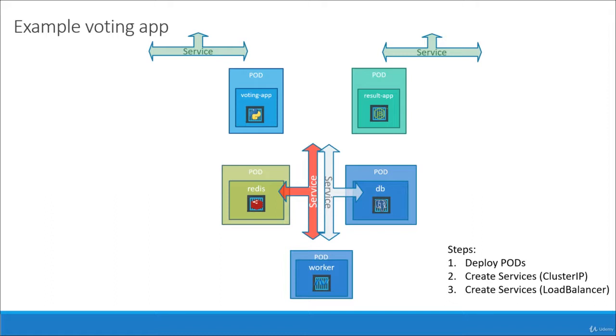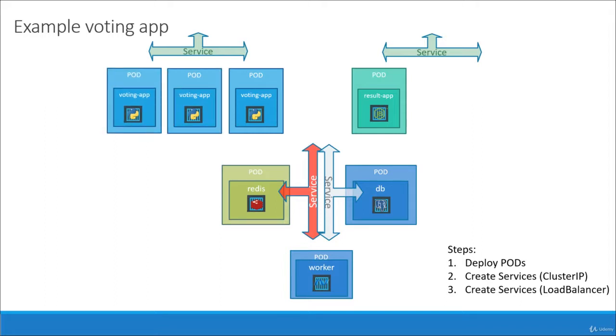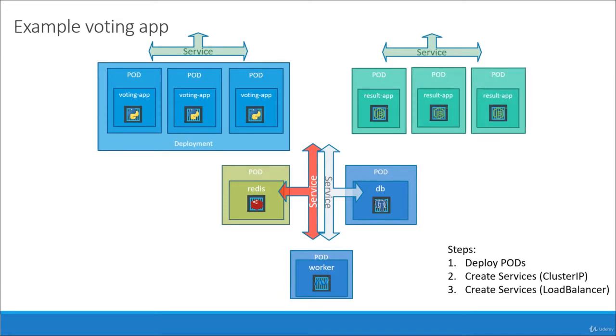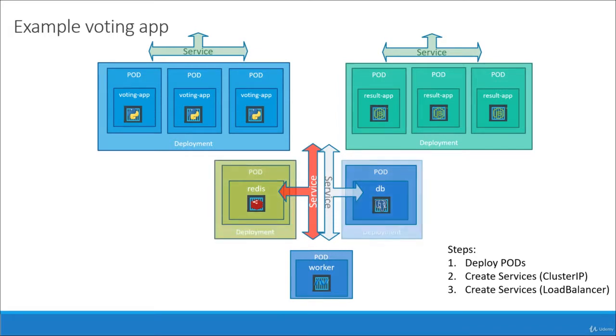So we add more pods for the front-end applications, voting app, and result app by creating a deployment with 3 replicas. We also encapsulate database and workers in deployments. Let's take a look at that now.